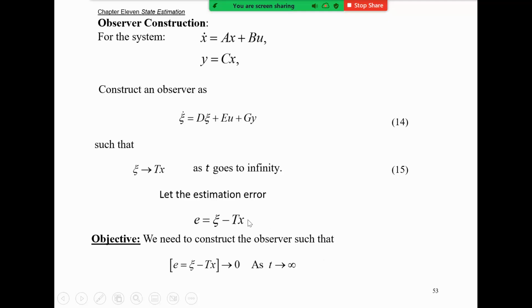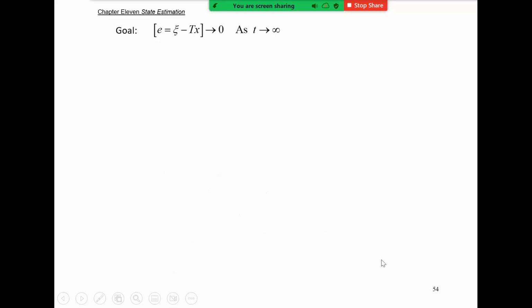It's the same goal as that for the original full-order system, right? There we say we want to make the estimate x hat minus x go to 0, so we want to estimate x directly. Here, instead of estimating x, we're estimating T times X. We keep in mind this goal: we want to make this estimation error go to 0. Then we see what we can do to design those gains in that equation.